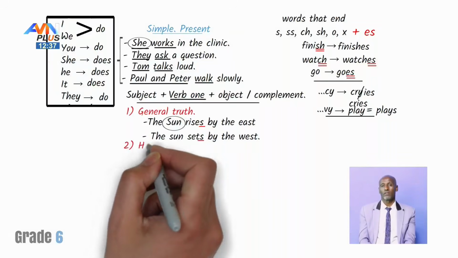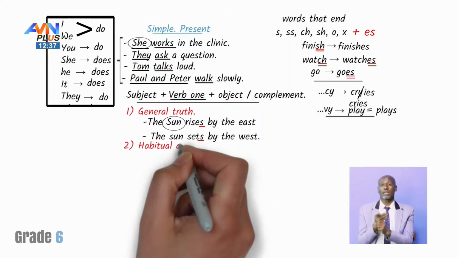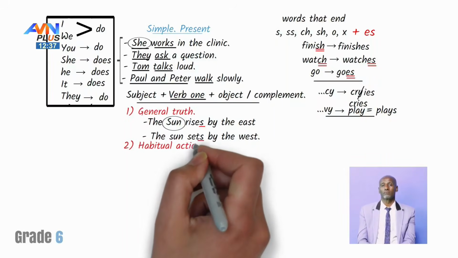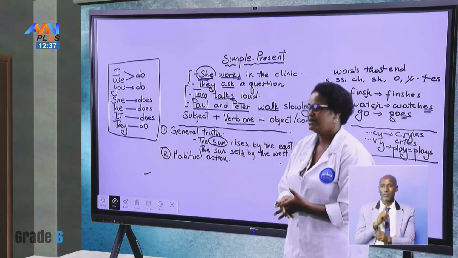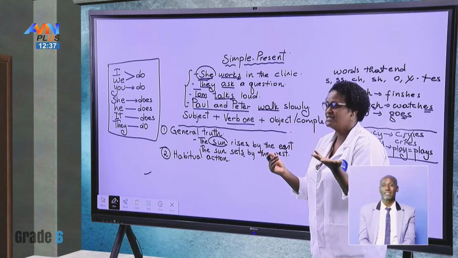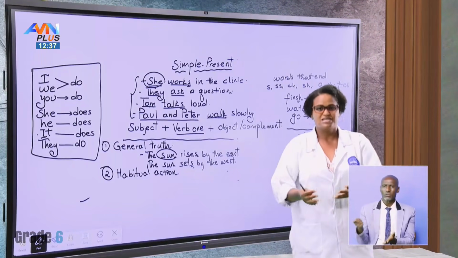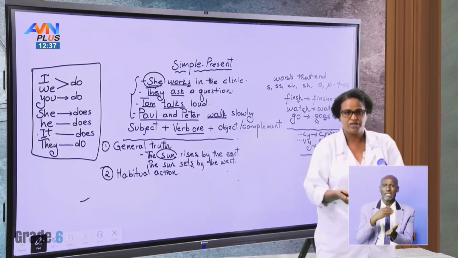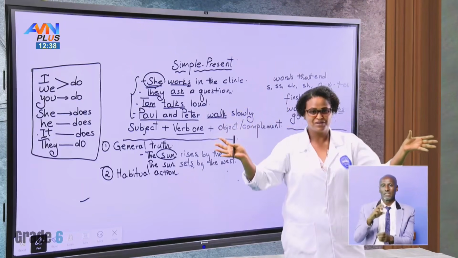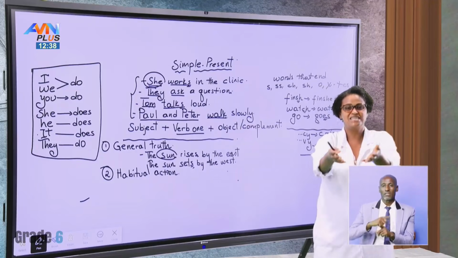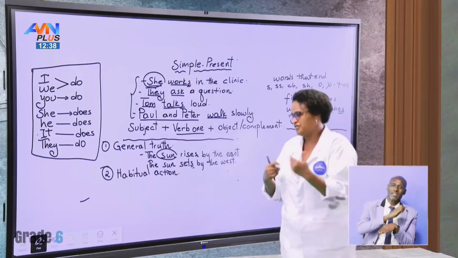The next one, habitual action. What do we mean when we say habitual action? It means habit. Yes? A habit means something that you do more than once. Something which is repeated. It can be repeated once in a while, once in a year, once in a millennium, all right? Once in a week, once in a day, or more than one times in a day, in a week, in a month, whatever, all right?